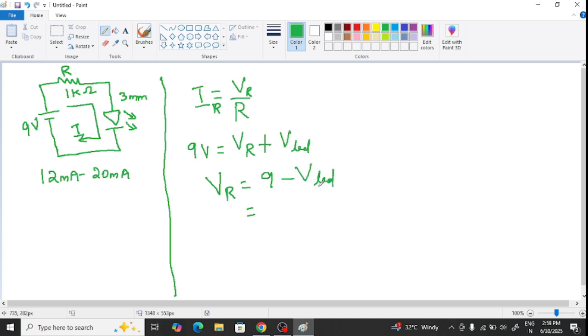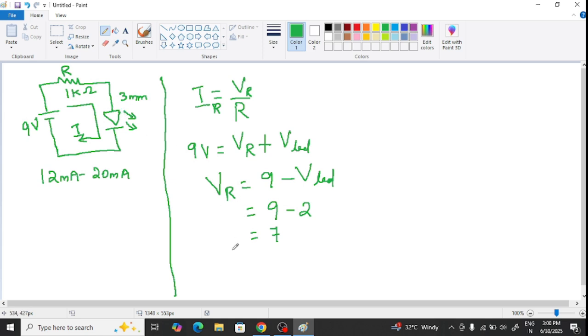But VLED we can easily know, because the average voltage drop across any LED will be 2 volt. So 9 minus 2. Exactly not 2, but somewhere around 1.9 to 2.1. You can verify this on the internet also. If you take any LED, 3 mm or 5 mm, of any color, the average voltage drop across any LED in any circuit will be 2 volt. So 9 minus 2 is 7 volt. So we have got the voltage drop across the resistor, which is nothing but 9 minus the voltage drop across the LED.